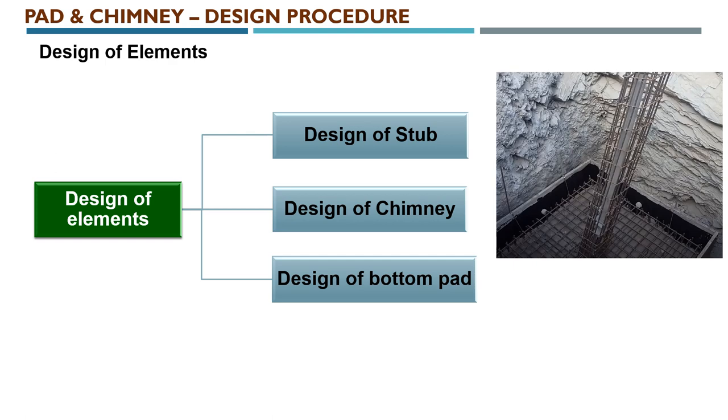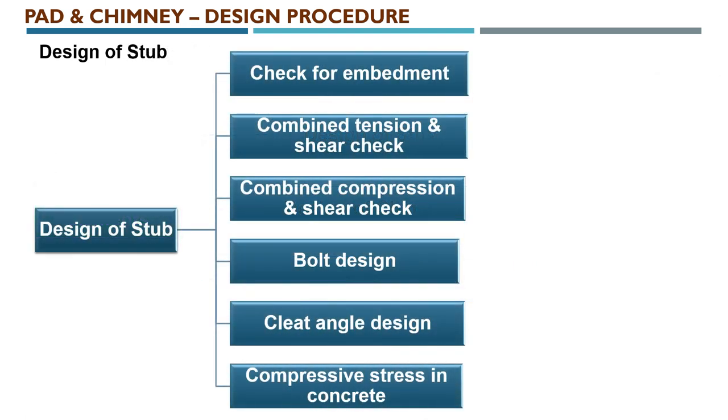So these three are the major components of a foundation: stub, chimney and bottom pad. We need to design these three under the type 1 foundation pad with the chimney. So when coming to the detailed design of each individual component, stub, chimney and bottom pad, we need to have these parameters.